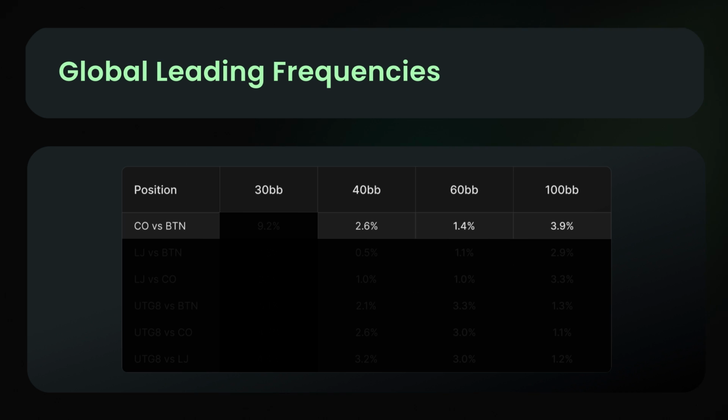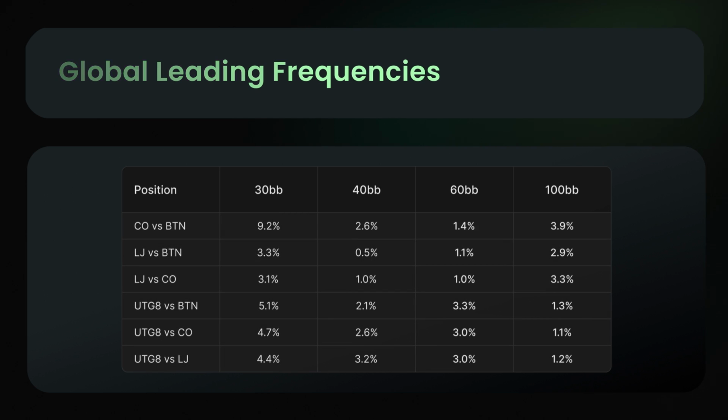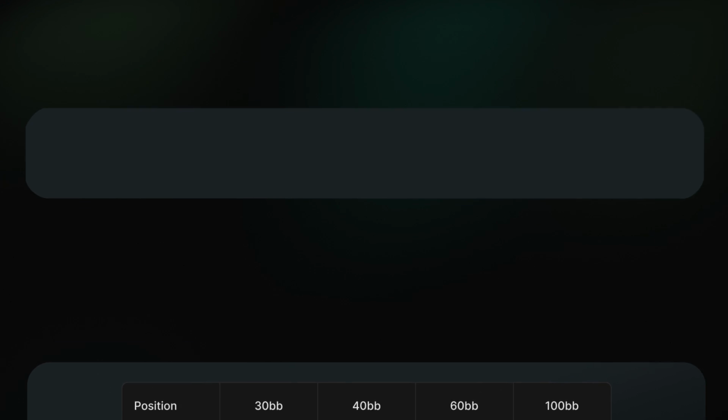And I've chosen to not look at 30 bigs, even though it's a very high frequency lead spot, just because of how the ranges look. So we can go into GTO Wizard and I can explain better when we look at the ranges.